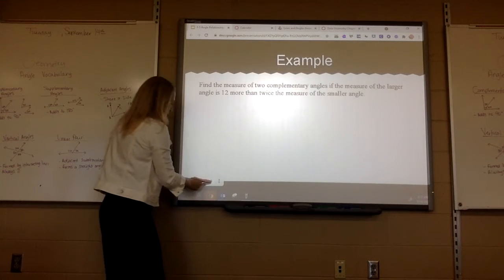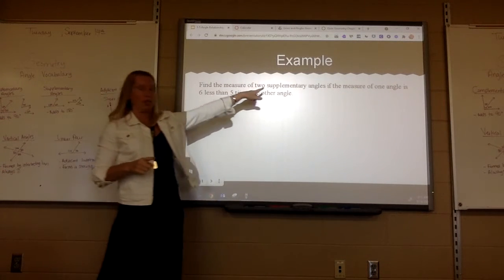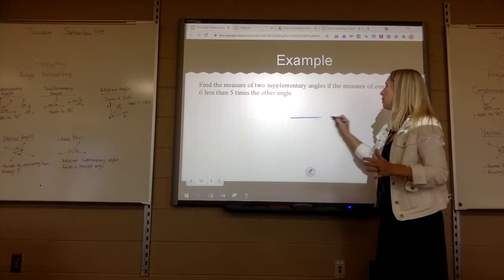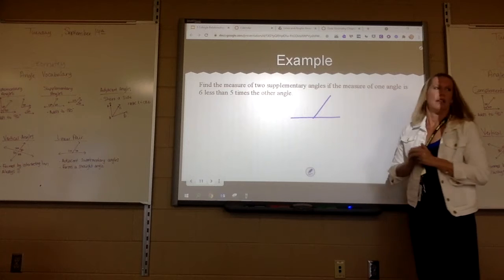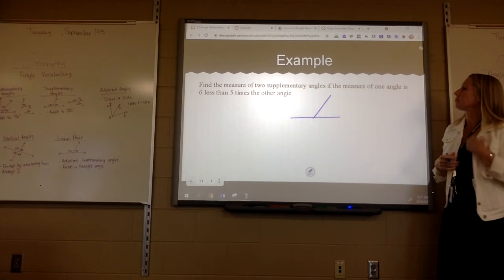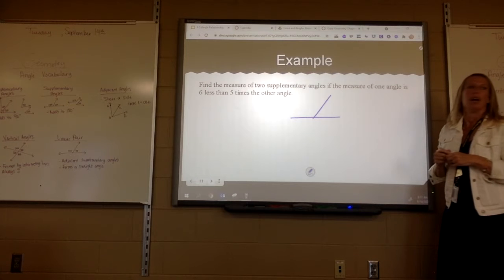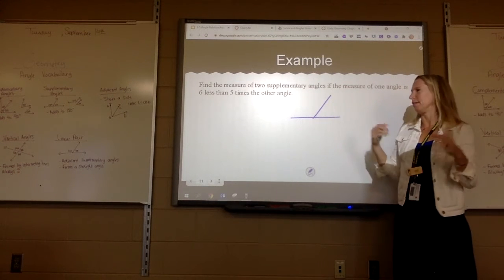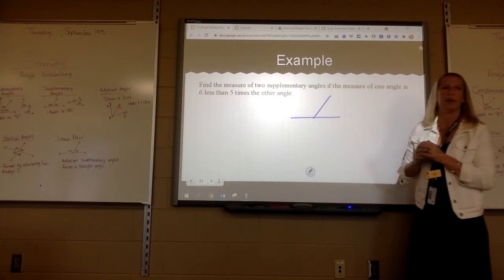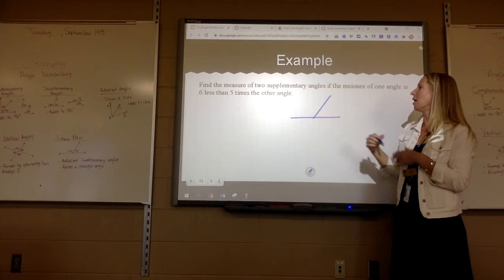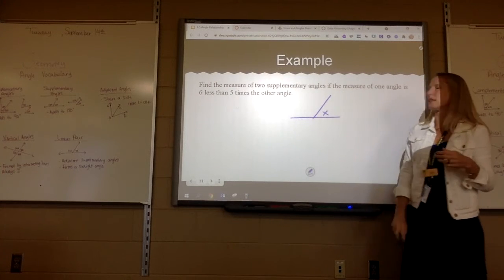If it says the word supplementary, I want you to draw a linear pair. This is what a linear pair looks like. What does linear mean again? Linear, line. It makes a line. And it always adds up to what? 180. Okay.